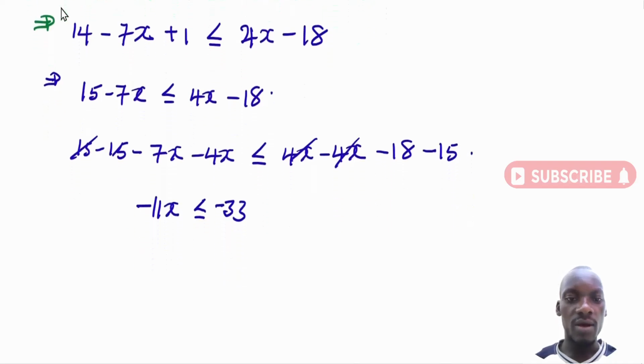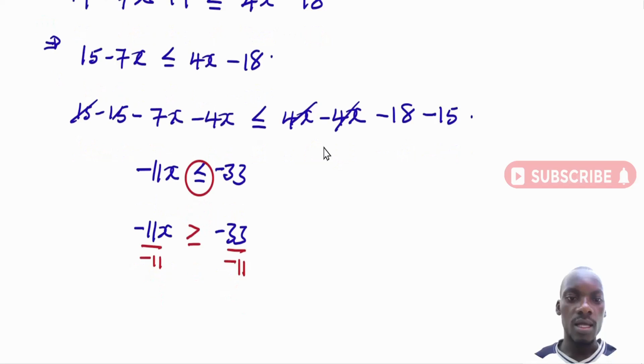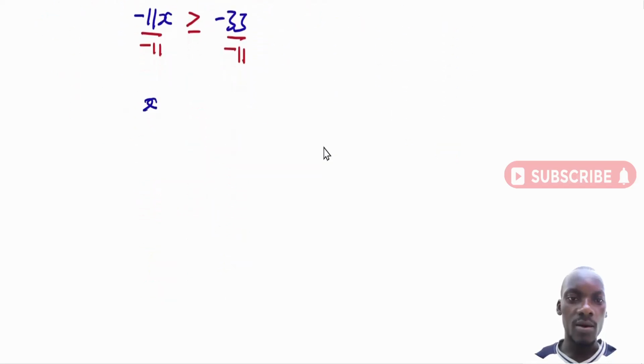Then from here to get the value of x, we are going to divide through by negative 11. But if we divide or multiply by a negative, the inequality symbol reverses direction, implying that our next step we are going to have greater than or equal to, as we are dividing through by negative 11, such that we have our x alone being greater than or equal to a positive 3. Since a negative divided by a negative, we get a positive answer.